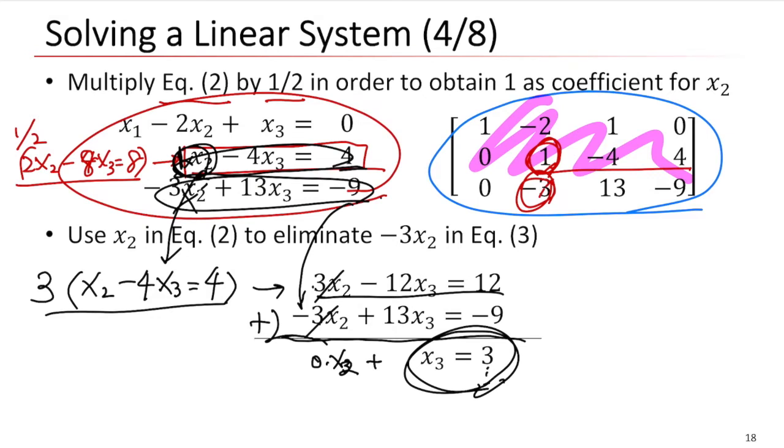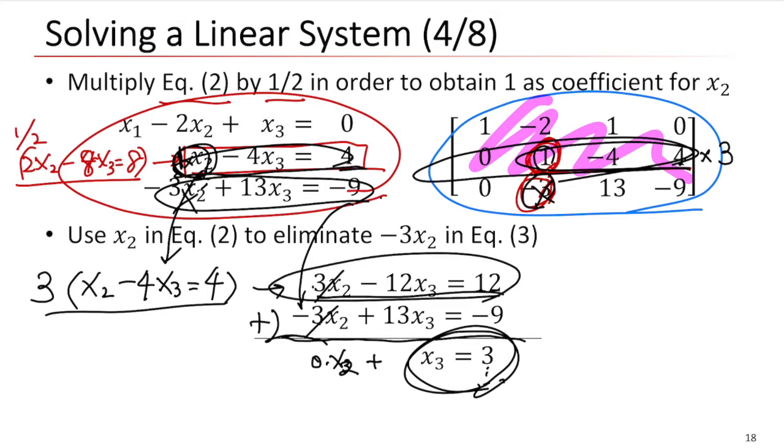So, when we want to remove this part, we should use this equation, right? I mean this row. But these two values have different constants. So what we want to do is multiply this row by 3 to make this equation. So we can finally get x3 equals 3.